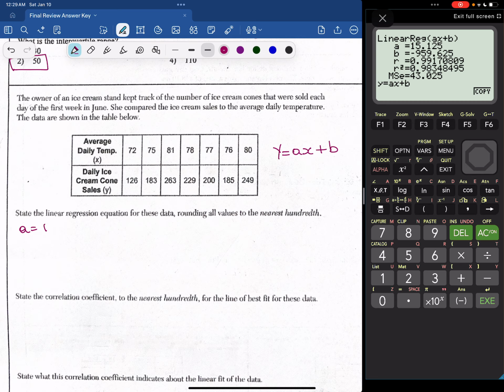A is equal to 15.125, and B is equal to negative 959.625. We're going to substitute these values into our equation, rounding it to the nearest hundredth. So if I'm rounding 15.125 to the nearest hundredth, I need to have two numbers after the decimal point. So I'm going to mark my two numbers here, and then to decide if I'm going to round up, I'm going to look at the third number.